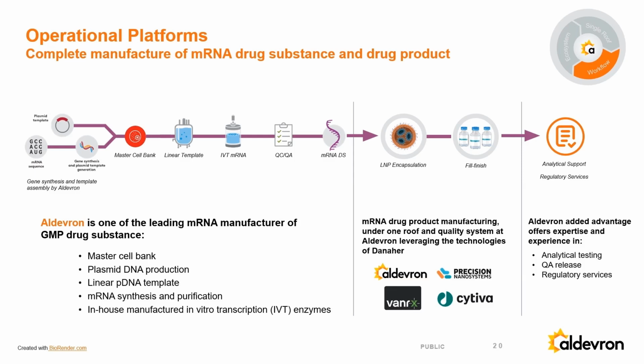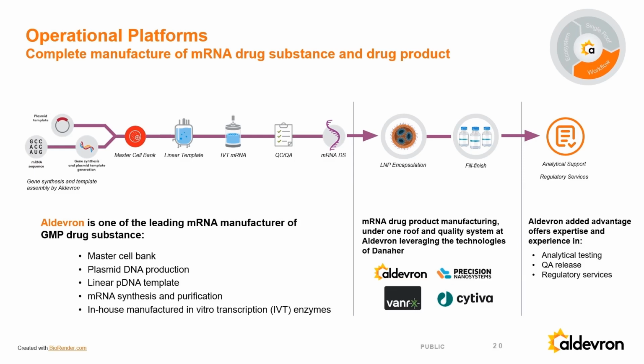And so what you can see here is that Aldevron is uniquely positioned in that we're able to go from sequence to finished product under one roof. And that's quite advantageous for our clients. It allows us sort of a single source of truth when it comes to working directly with our clients to go all the way from that sequence to the finished drug product.